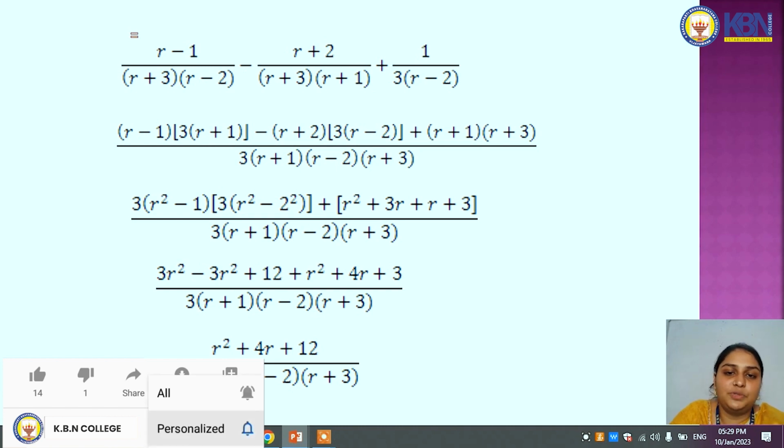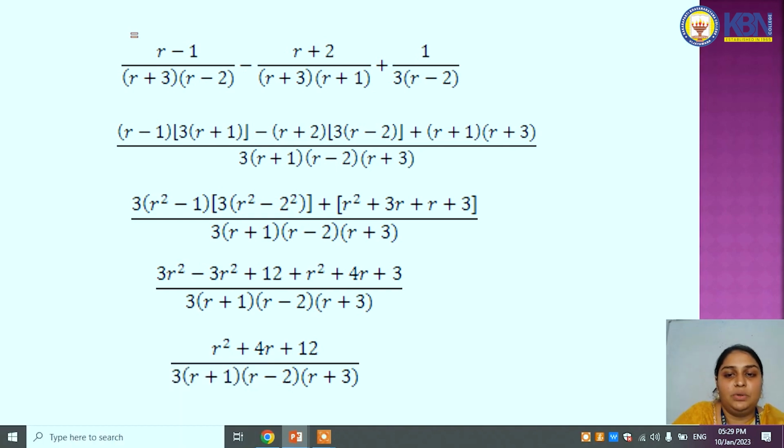So that's why we have to multiply and divide the third term with that expression (r+1)(r+3), which results as (r-1)·3(r+1) - (r+2)·3(r-2) + r(r+1)(r+3). In the denominator we get the LCM 3(r+1)(r-2)(r+3).